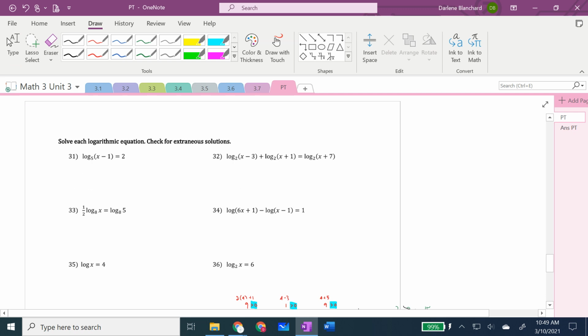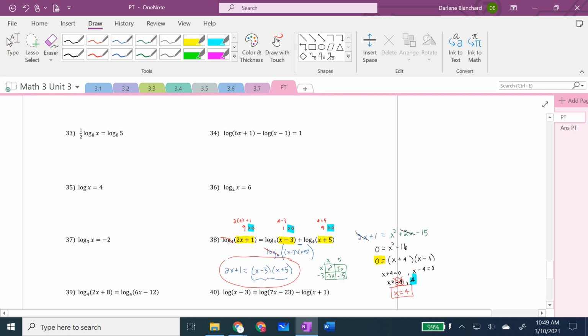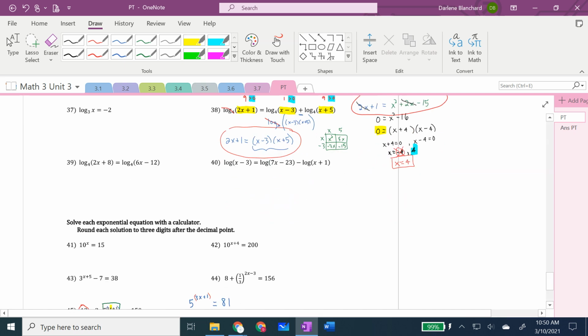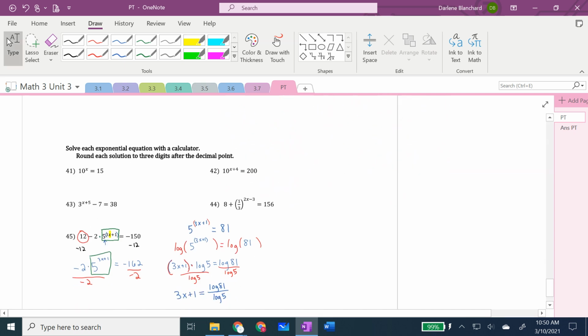Then solving log equations is definitely going to show up. However, I'm not going to go as far as making you deal with the quadratics here because you're going to end up being tested on that on your next test. And then make sure you know how to use a calculator to solve equations.